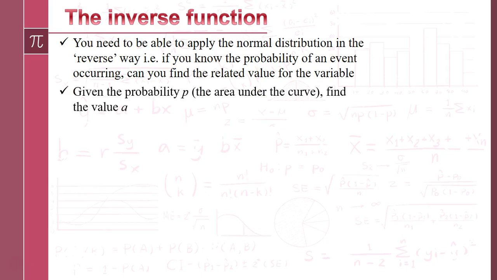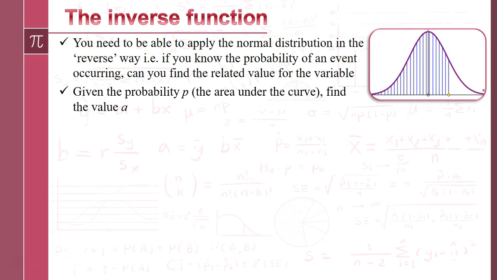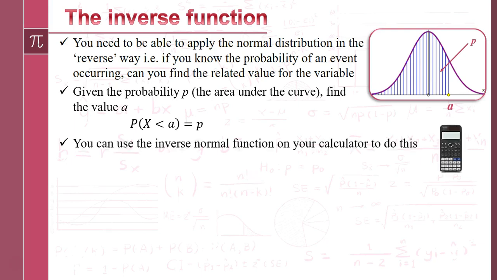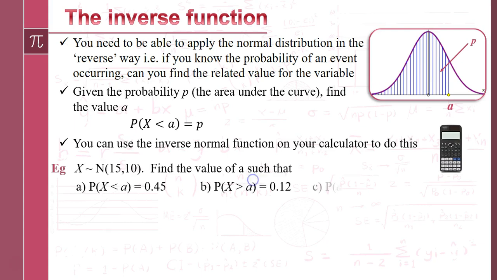So what we're going to do is we're finding the probability, which is the area of the curve, given a particular value. So if I know what my probability is, how can I find out what that value of A is going to be? So we've got that statement there. The probability that X is less than A is P. And again, on your calculator, you will find an inverse normal distribution function, which allows you to do that.